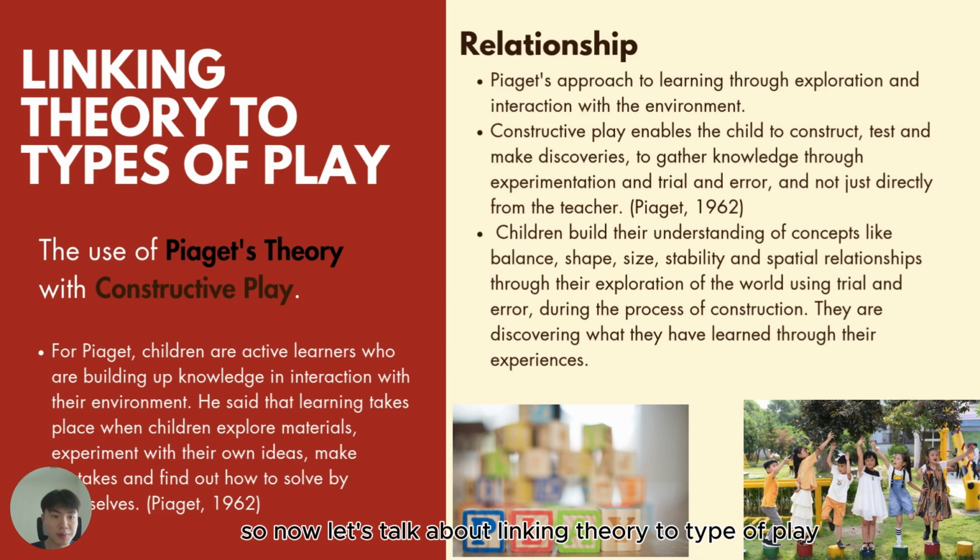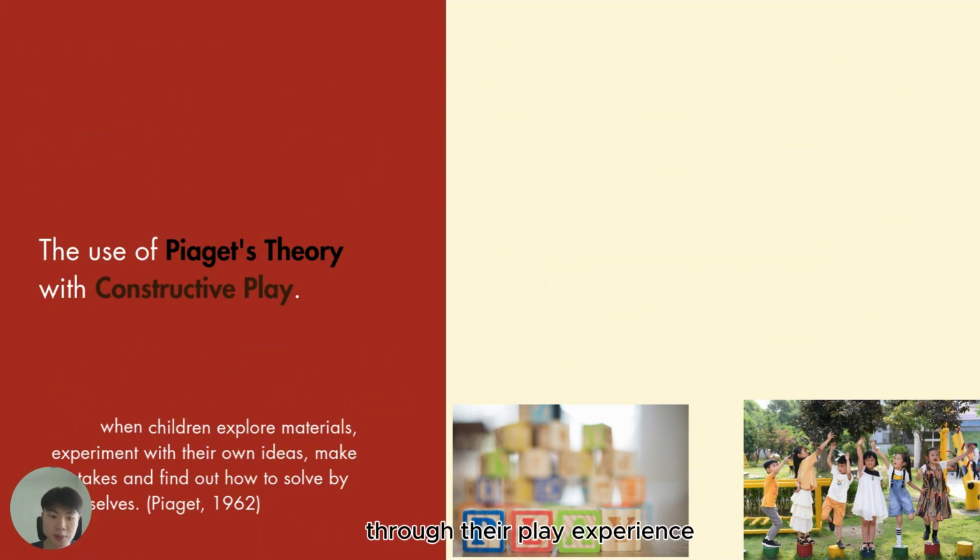Okay, so now let's talk about linking theory to type of play. I choose Piaget's theory with constructive play. For Piaget, children are active learners who build up knowledge in interaction with their environment. So they experiment with their own ideas, make mistakes, and find a way out for themselves. So what's the relationship? Constructive play enables children to construct, test, and make discoveries to gather knowledge through experimentation and trial and error. Children build their understanding of concepts like spatial relationships, balance, and shape, and they are discovering what they have learned through their play experience.